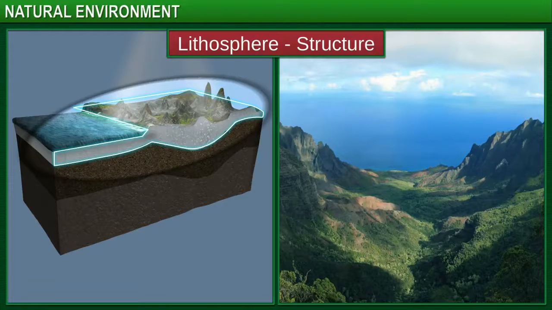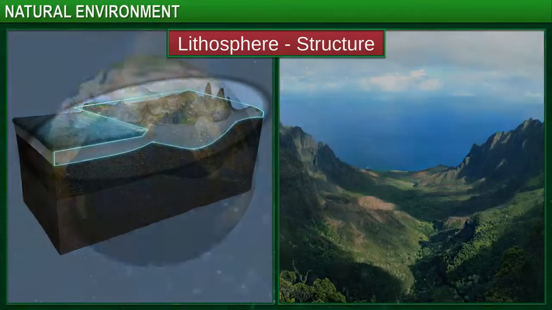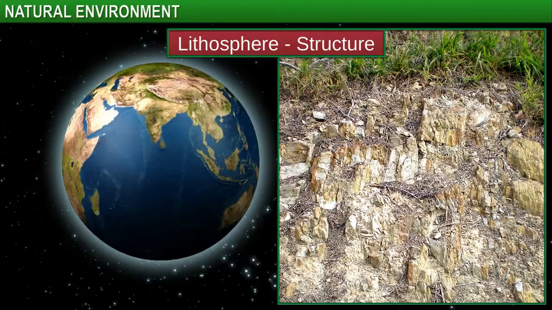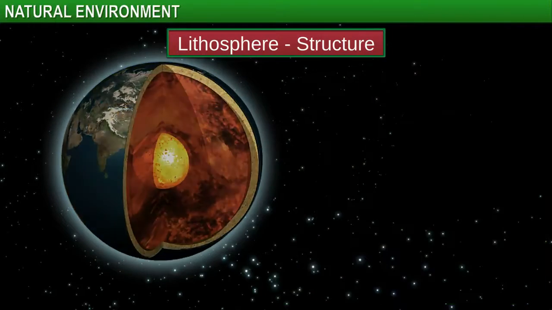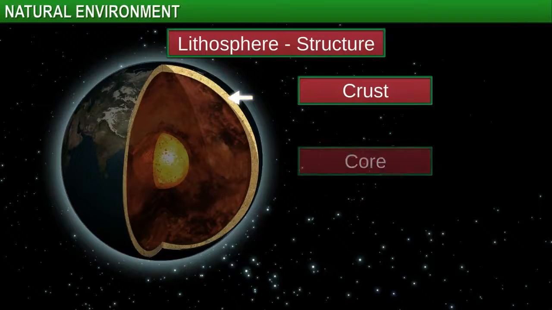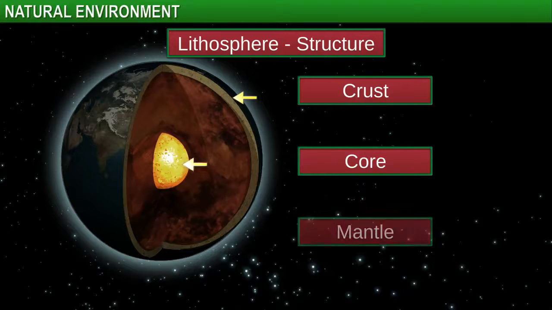These landforms are not limited to the continents. Landforms can also be found on the ocean floors. The lithosphere is made up of rocks and minerals and has a thin layer of soil covering it. Thus, the lithosphere consists of the crust, the core, and the mantle.